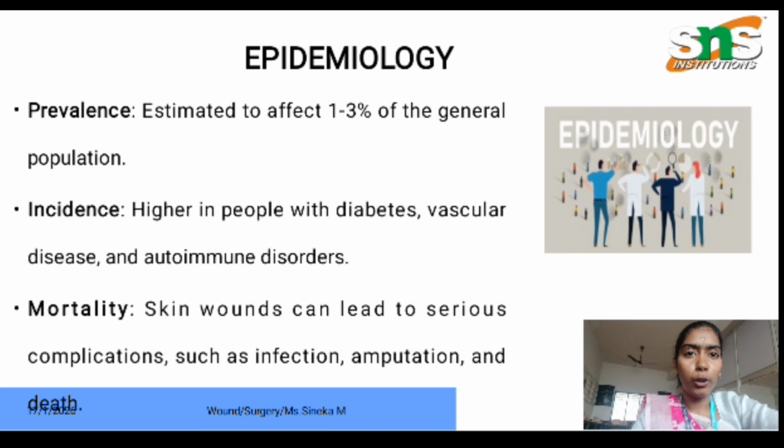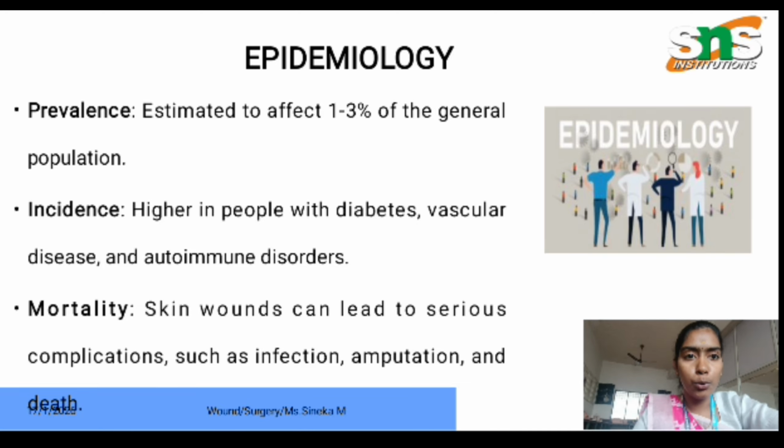Next is epidemiology. The prevalence is estimated to affect 1 to 3% of the general population in the world. Next is incidence, higher in people with diabetes, vascular disease and autoimmune disorder, because systemic disorders can be a most common cause for the skin wounds. It will affect our system and also lead to skin wounds. It will affect our skin and also tissues.